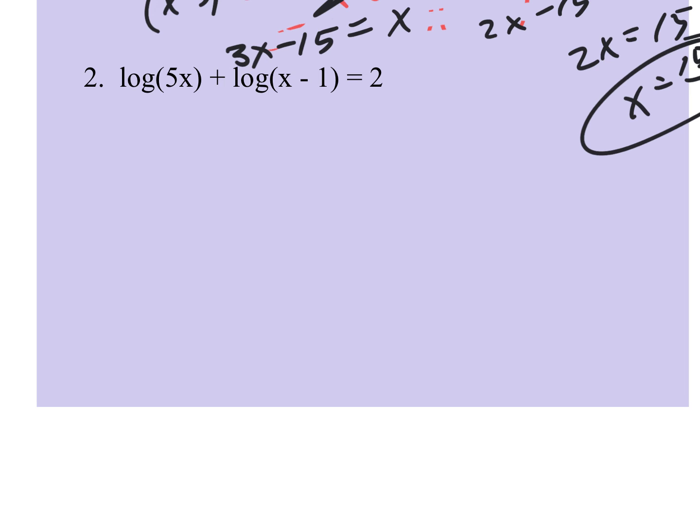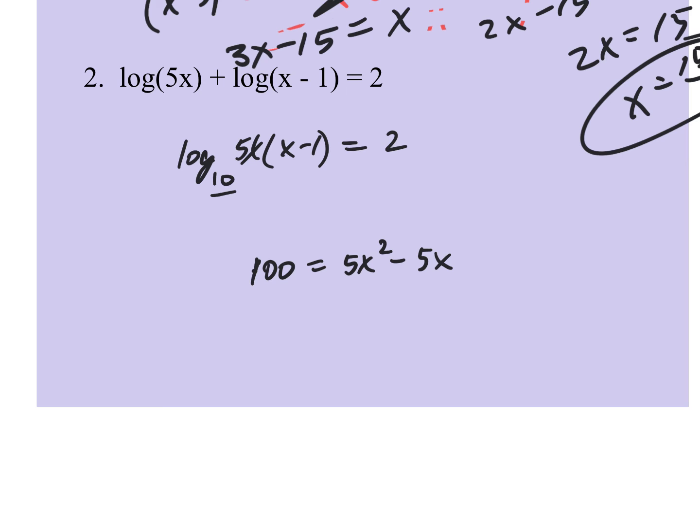And this one, I hope I gave you enough time to condense it and get it done if you haven't already. This one would be a log of 5x, and then this one's the one where it goes like this, equals 2. And then there's no base, so I put in a base 10. Then 10 to the second, which is 100, is equal to 5x squared minus 5x. That's me multiplying this out. Kind of skipped a step there. That's dangerous. Then I get 0 equals 5x squared minus 5x minus 100.